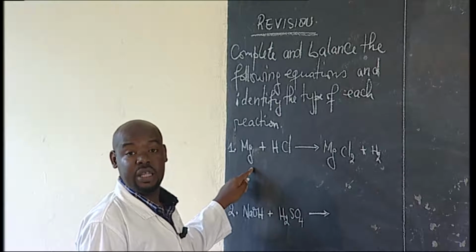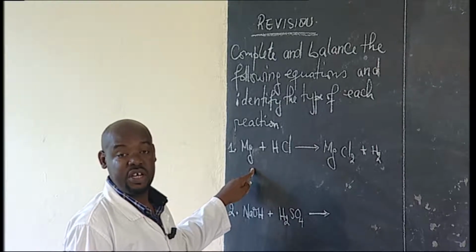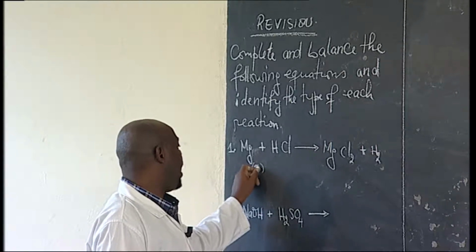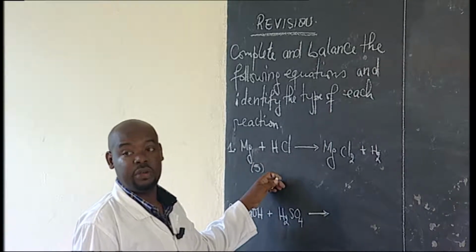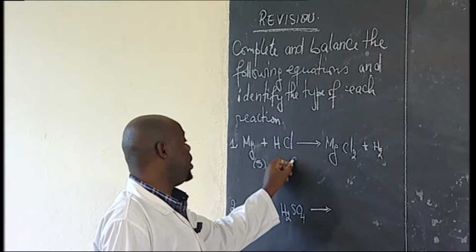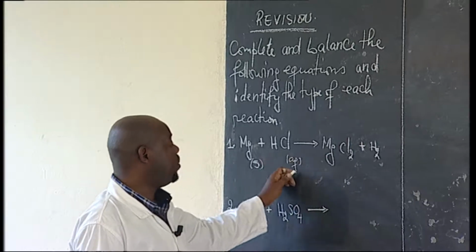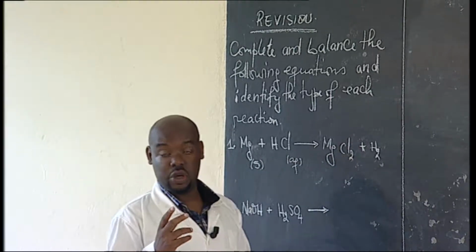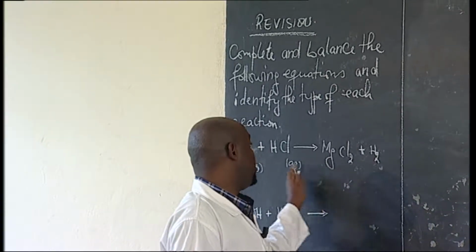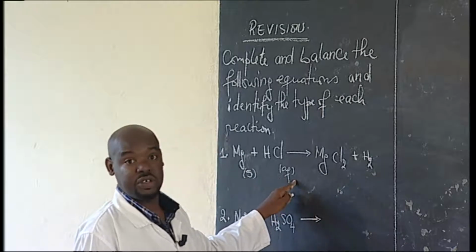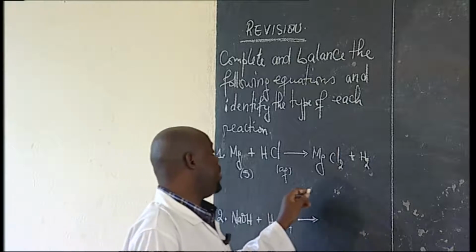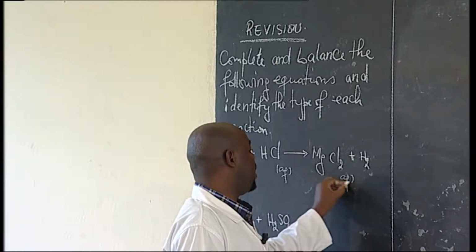Magnesium is a metallic element, so it is present in the solid state. And hydrochloric acid, being an acid, is dissolved in water, you remember. So it will be in aqueous state. And magnesium chloride is a salt, an ionic compound, which is soluble in water. So being soluble in water, and here we have the aqueous state to mean that there is some water in the reacting mixture, then magnesium chloride will be in aqueous state.